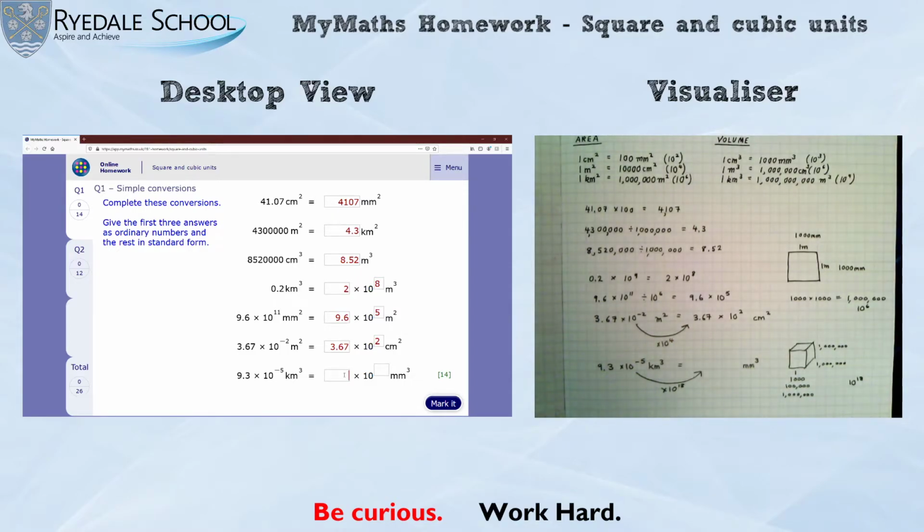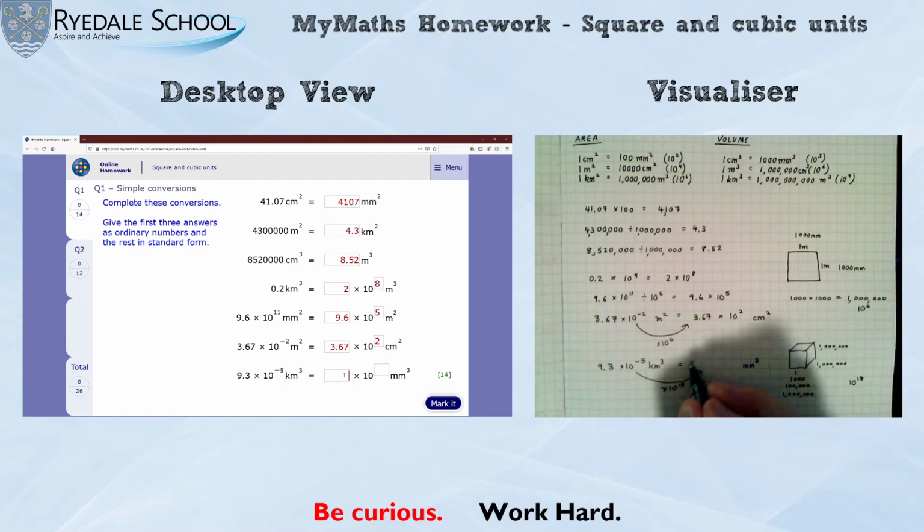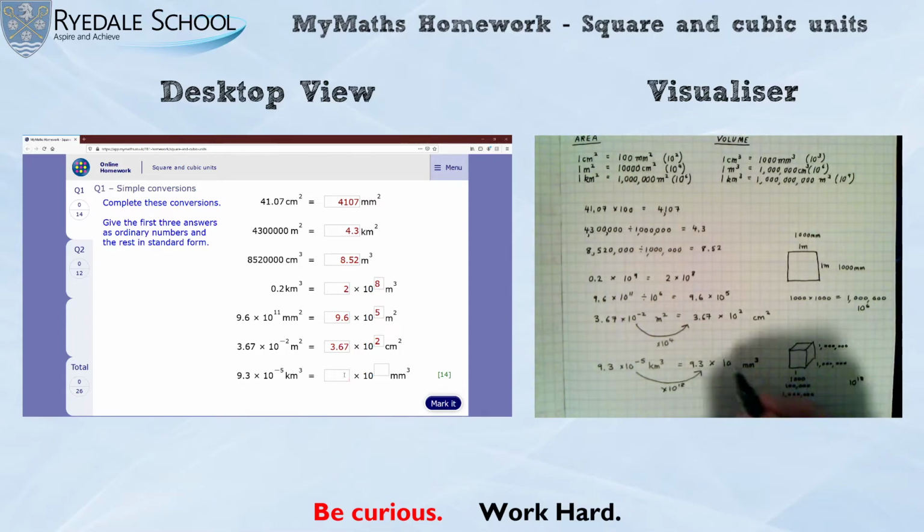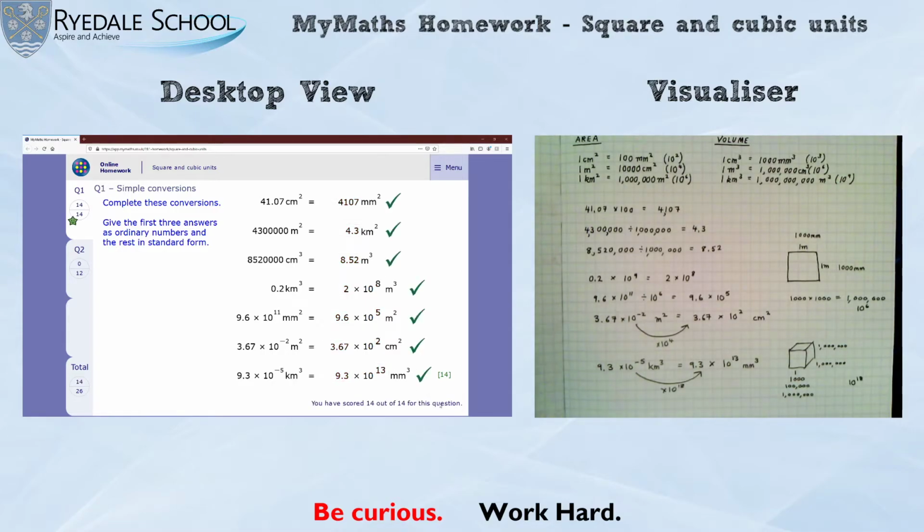And again, I'm going to use my powers. Because I'm multiplying, I'm adding my powers, and negative 5 add 18 sounds like positive 13. So let's type that one in. 9.3 times 10 to the power of 13. And let's hope I've not embarrassed myself. Get in. Okay, so that's 14 out of 14 on the first one.